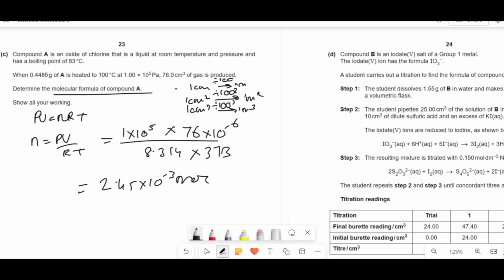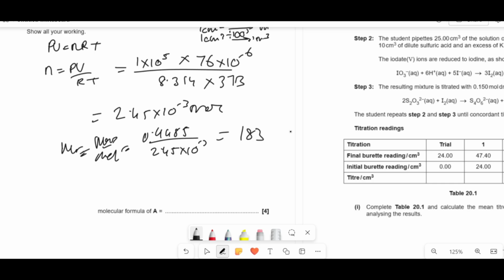But then they want the molecular formula, so Mr equals mass over moles, which is 0.4485 over the moles, 2.45 times 10 to the minus 3, which is 183. Then some number of 35.5s and 16s gives you that. You can just muck about and eventually find it. It's Cl2O7. There you go, because you just add them up till it works.